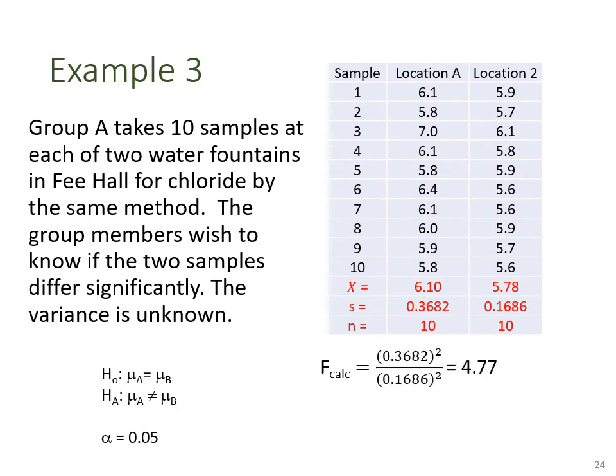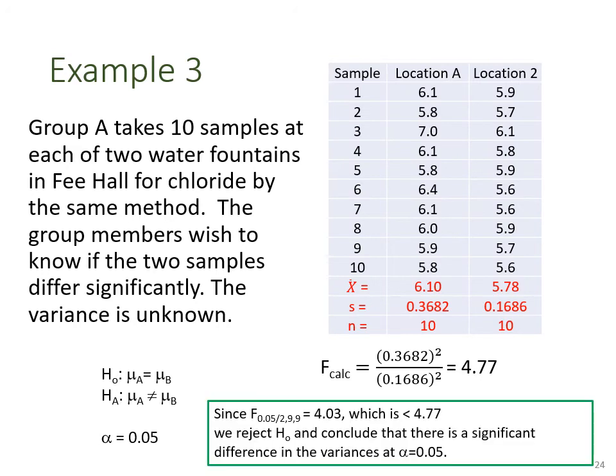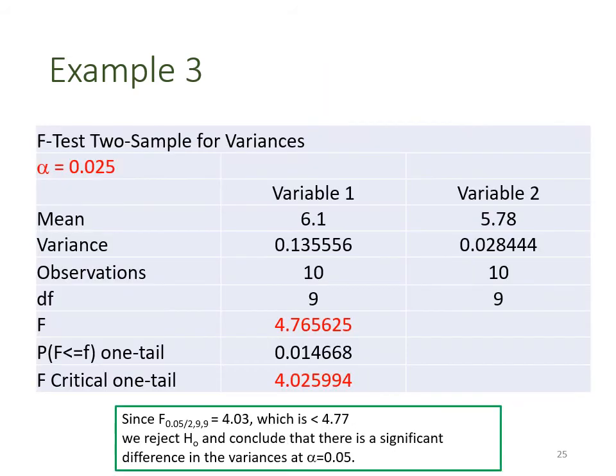So our calculated F value is 4.77. Our critical value is 4.03. We see that our calculated value is greater than the critical value, which means we reject the null hypothesis and we conclude that there is a significant difference in the variances at a 95% confidence interval. So now we'll proceed as if we have unequal variances.